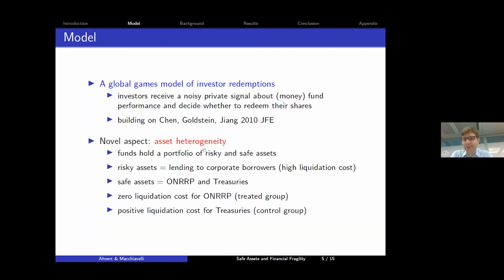So let me give you a sense. I'm not going to show any equations, it's all in the paper, but let me give you a sense of the model that we set up and some of the key economic insights. So it's a global games model of investor redemptions, and it builds on the Chen, Goldstein, Chang paper that was mentioned previously. So investors receive a noisy private signal about fund performance, and based on that signal, they decide whether or not to withdraw funding, i.e. redeem their shares from the money fund.